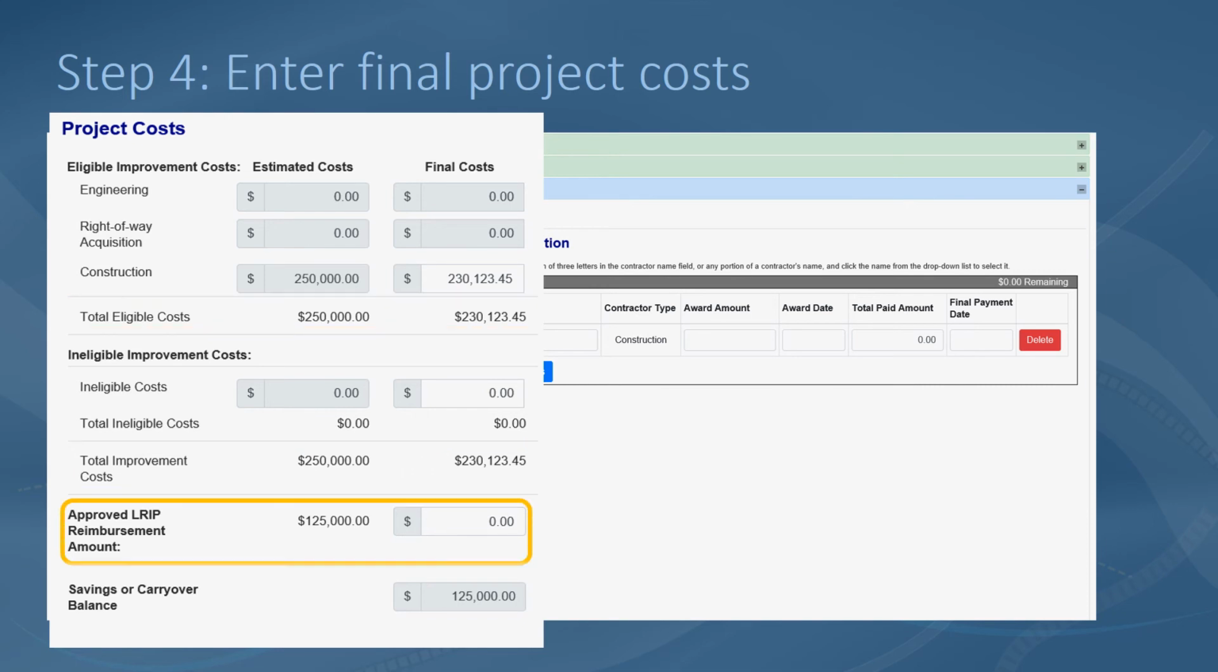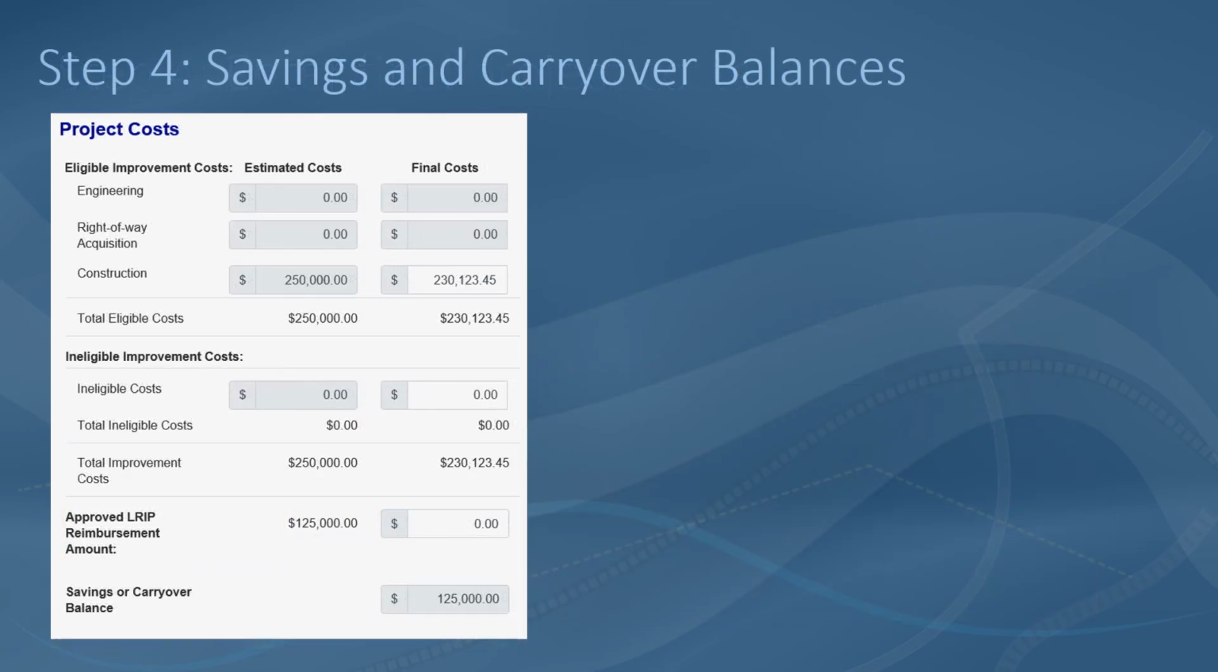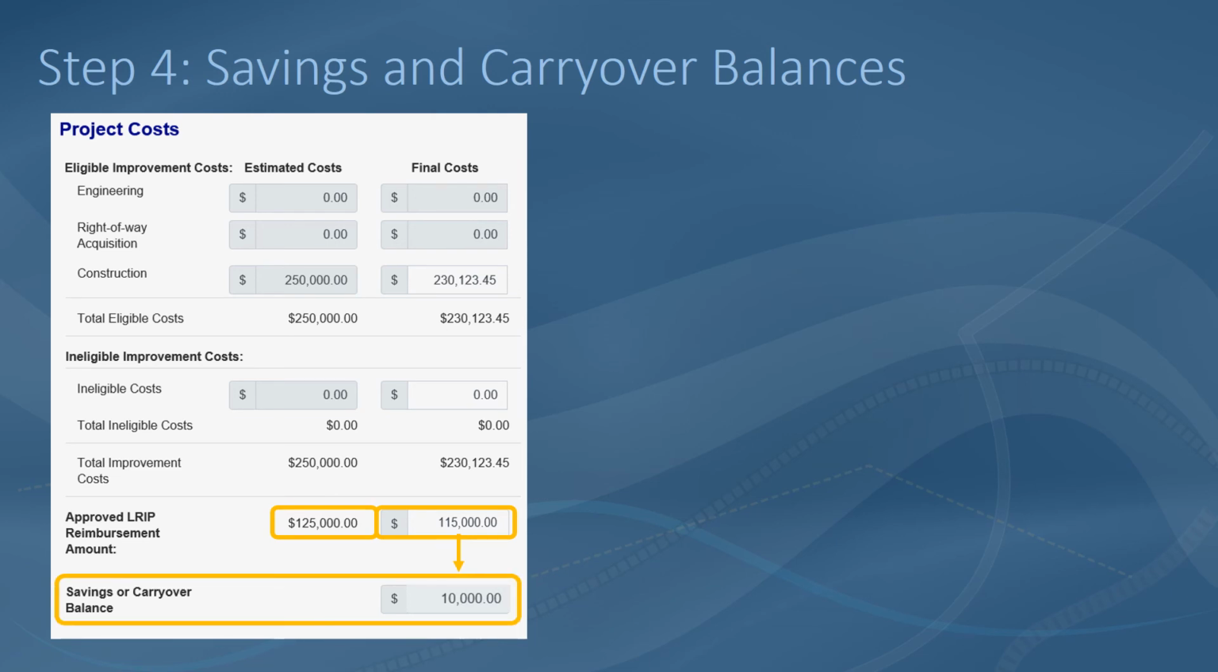Continue by entering the final approved LRIP reimbursement amount in the field provided. This amount must be equal to or less than 50% of the final total eligible costs and cannot exceed the original approved reimbursement amount. If the final reimbursement amount is less than the original approved amount, LRIP Web automatically calculates the difference and displays the remaining balance in the Savings or Carryover Balance field.